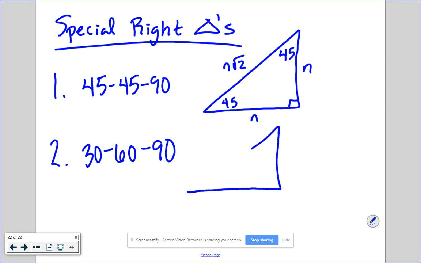Okay, then we have 30, 60, 90. So, looking at a 30, 60, 90 right triangle, what side should be the shortest? The side opposite of what? Yep, we call that side n. What side should be the longest? The hypotenuse, which is 2n. And then the last side, the side opposite 60, is n square root 3.